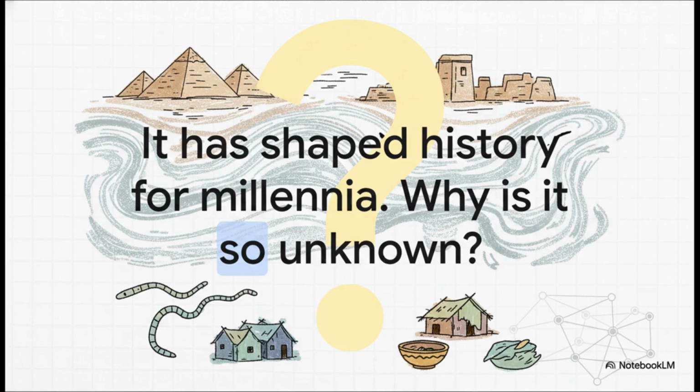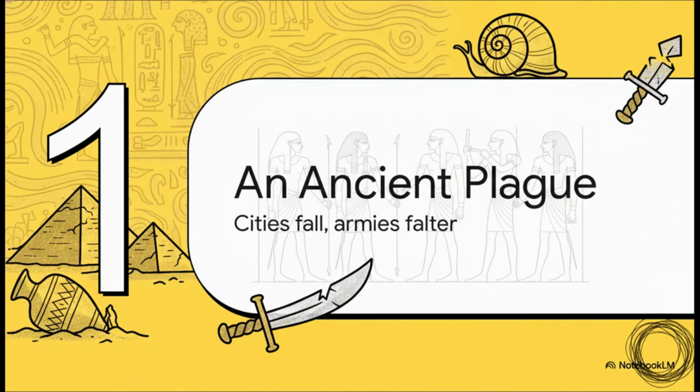It thrives in the background, quietly influencing the rise and fall of civilizations without ever really making headlines. So why is it so invisible, and what exactly is this ancient enemy? To really understand schistosomiasis, you have to look back. I mean, way back. This is not some new illness. Its fingerprints are all over ancient history.